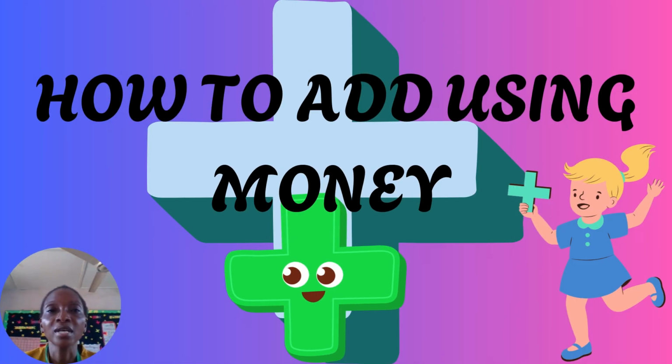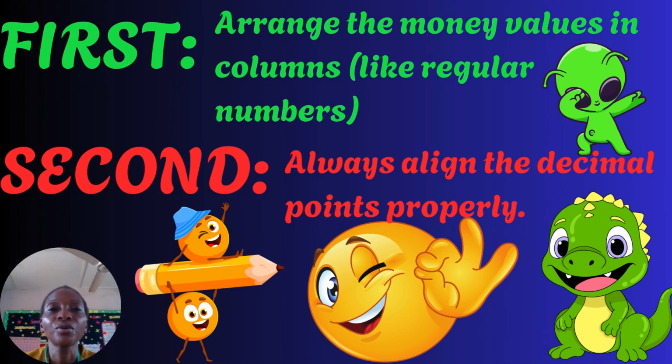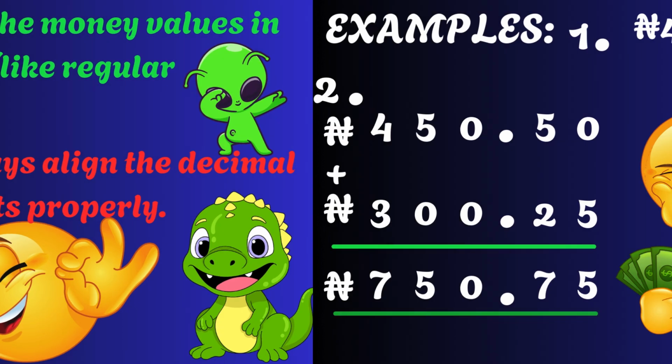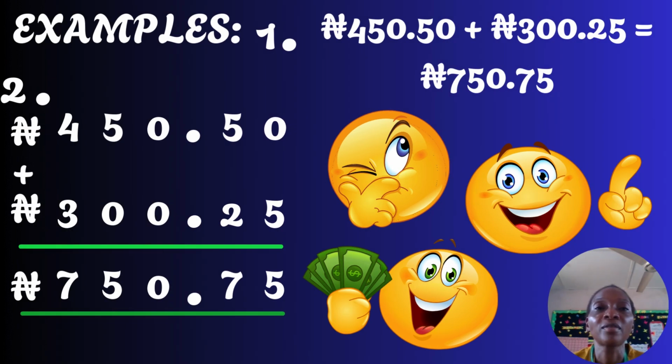We want to talk about how to do addition using money. When you want to do addition that involves money, the first thing to do is arrange the money values in columns the same way you arrange your regular numbers when you want to do addition. Secondly, always align the decimal points properly. Make sure the decimal points are on the same line.